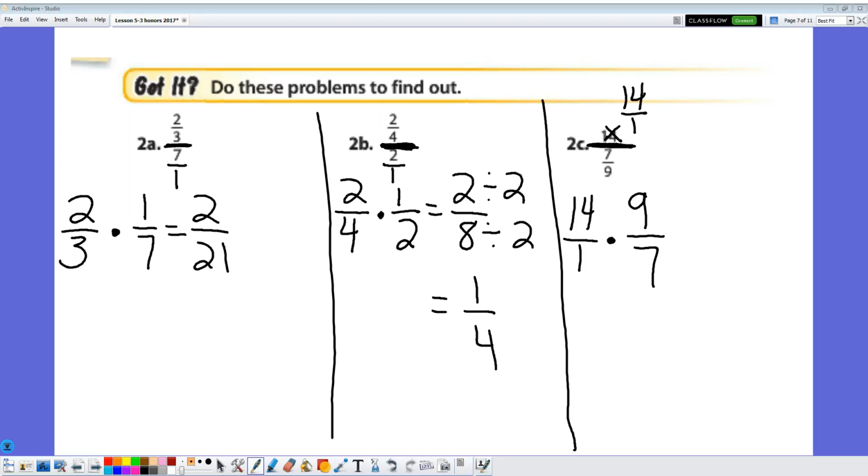Okay. In this case, for this one, I am going to cross simplify, but you could just multiply straight across. So when you cross simplify, I'm looking at diagonals, and I need to know what number can divide 14 and what number can divide 7. Well, that would be 7. So 14 divided by 7 leaves me with 2. 7 divided by 7 leaves me with 1. So now I'm going to multiply across. 2 times 9 would be 18. 1 times 1 would be 1. So my answer would just be 18.